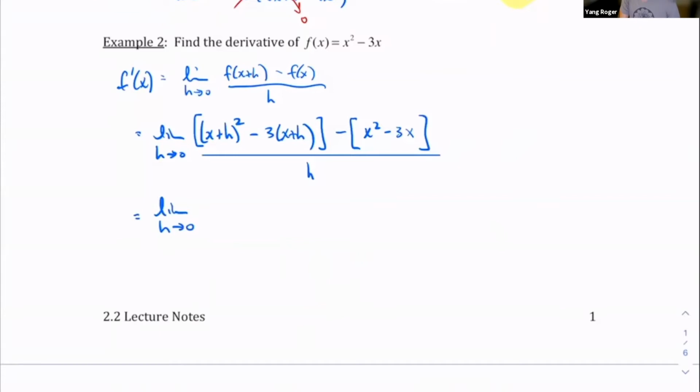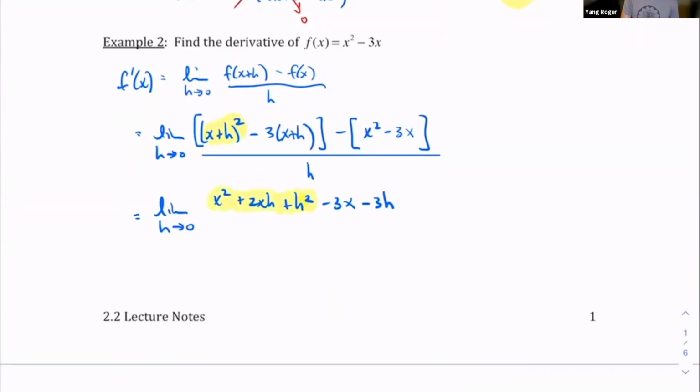That's going to give us x squared plus 2xh plus h squared. And make sure I distribute the negative over here. So it's going to be minus 3x minus 3h. Are there any questions about this? I always wonder if it bothers you that I do this part so quickly.